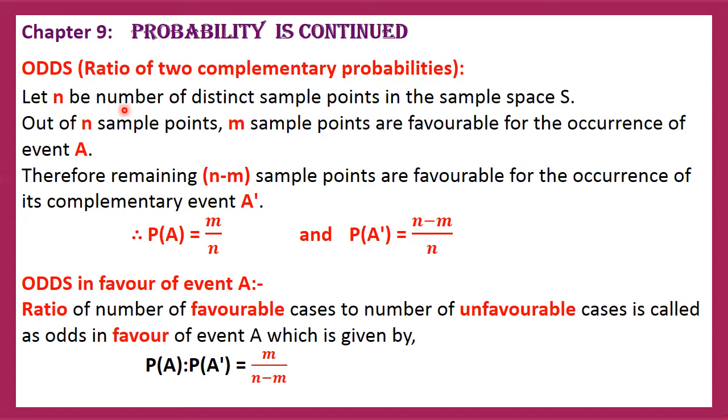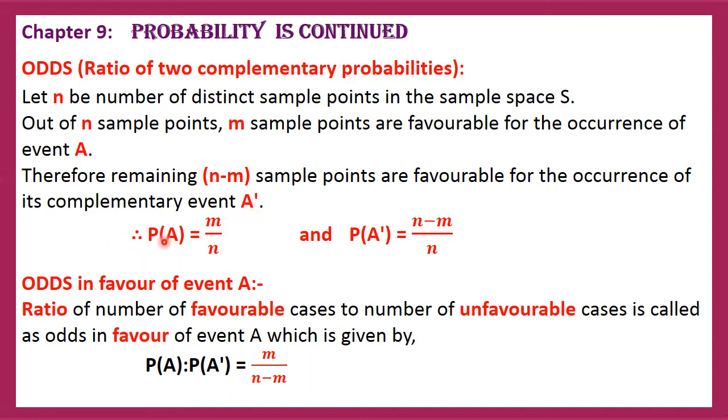Let n be the number of distinct sample points in the sample space S. Out of n sample points, m sample points are favorable for the occurrence of event A. Therefore, remaining n minus m sample points are favorable for the non-occurrence of A or occurrence of the complementary event A dash. A dash is represented by complementary event.